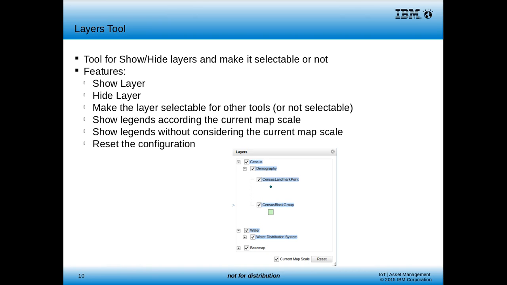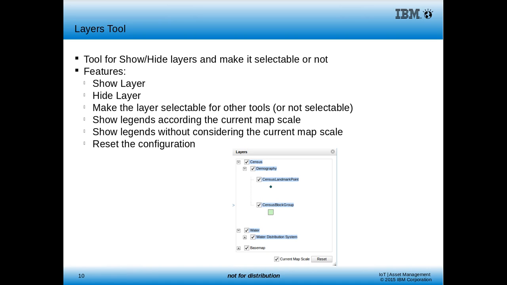And also you can show the legends according to the current map scale. There is a checkbox below near the reset button. When the checkbox is checked, it means that the layer tools will consider the map scale to show or not show the legend for that layer. So if you can see the layer on the map, the legend will be visible as well.